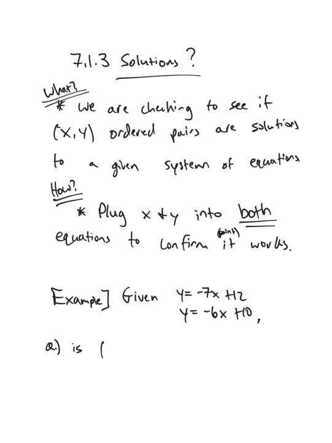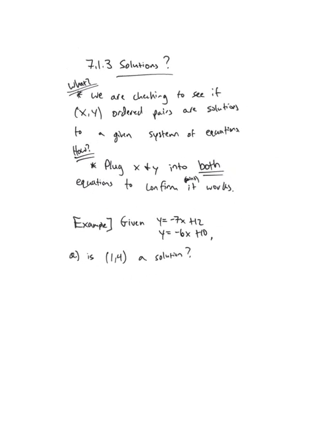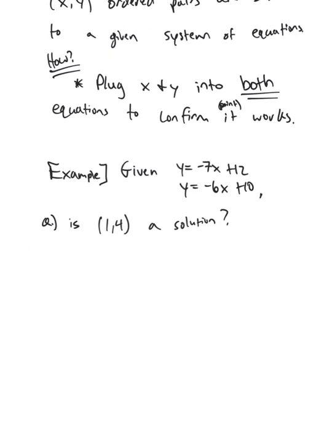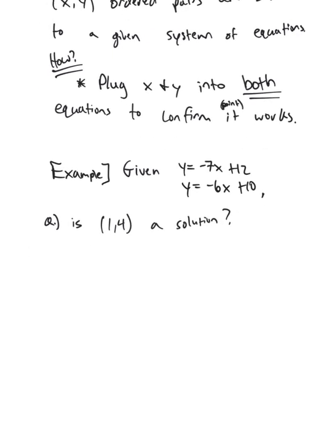Here's part A. Let's see if (1, 4) is a solution. Sorry guys, I've got to zoom a little here, do some scrolling. So how are we going to check this? Again, we said we're going to plug x and y into both equations. So let's start with y equals negative 6x plus 10.